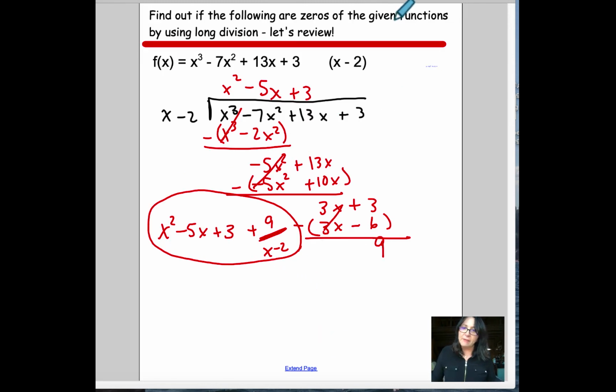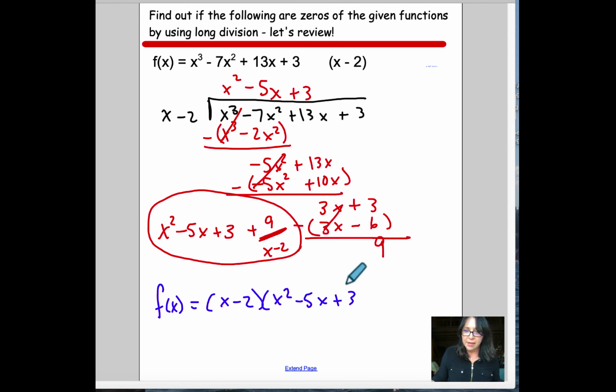And if I was asked to write this in polynomial form, I would write it like this. I would say f of x is equal to, and then you put the divisor first, x minus 2, times this value, which is x squared minus 5x plus 3. That's my quotient. And then add 9, and then you're done.